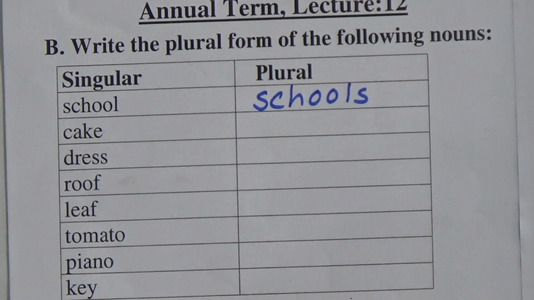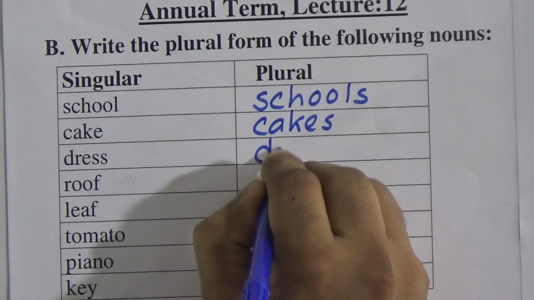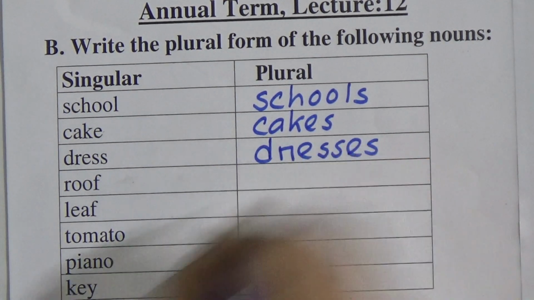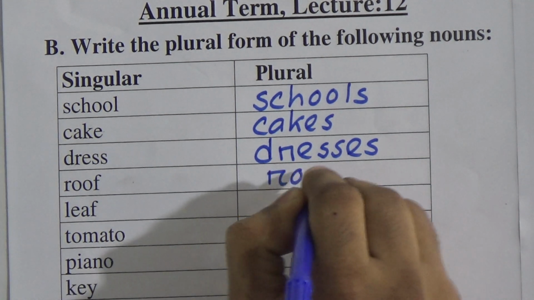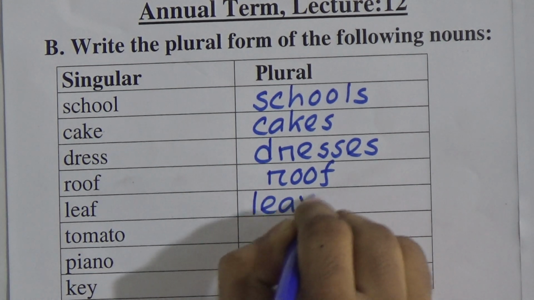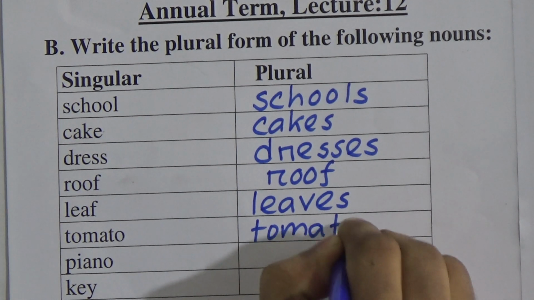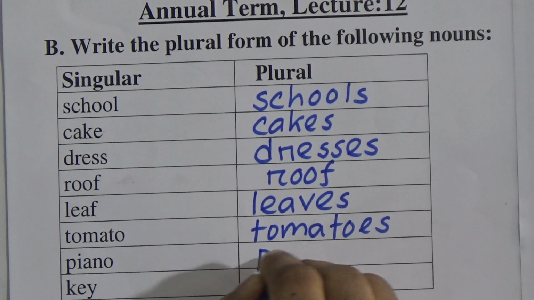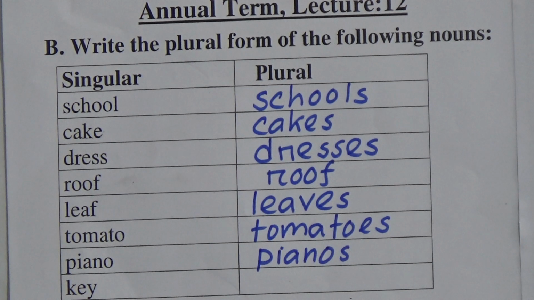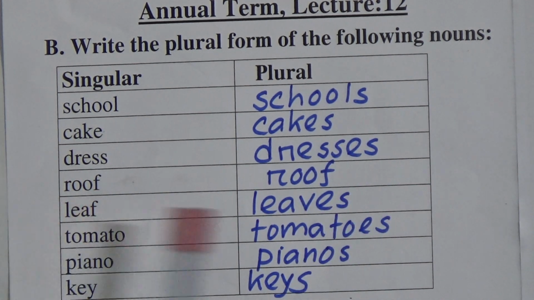S-C-H-O-O-L-S. School, schools. Cake, cakes. Dress will be dresses. Roof, roofs. Leaf will be leaves. And tomato will be tomatoes. Piano, pianos. Key, keys. So school, schools. Cake, cakes. Dress, dresses. Roof, roofs. Leaf, leaves. Tomato, tomatoes. Piano, pianos.